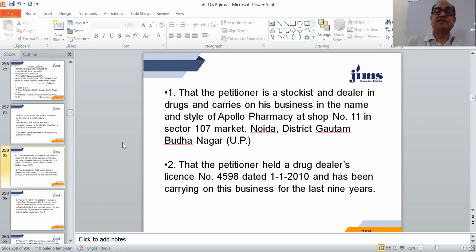So, para number 1: that the petitioner is a stockist and dealer in drugs and carries on his business in the name and style of Apollo Pharmacy at shop number 11 in Sector 107 Market, Noida, district Gautam Buddha Nagar, UP. So our petitioner is a stockist in drugs and the name and style of his business is Apollo Pharmacy. Para 2: that the petitioner held a drug dealer's license number 4598 dated 1/1/2010 and has been carrying on his business for the last 9 years. See, this petition is being filed in 2019. The petitioner has had a drug dealer's license since 1/1/2010, so he has been doing this business for the last 9 years.